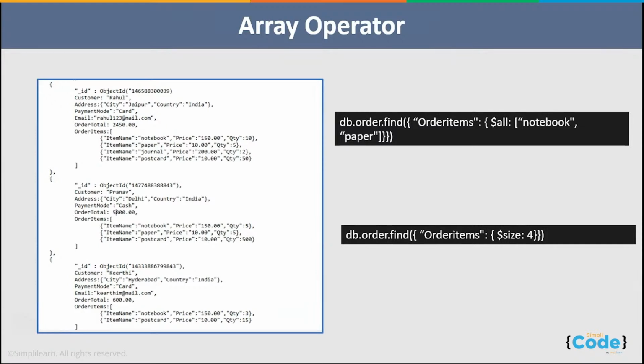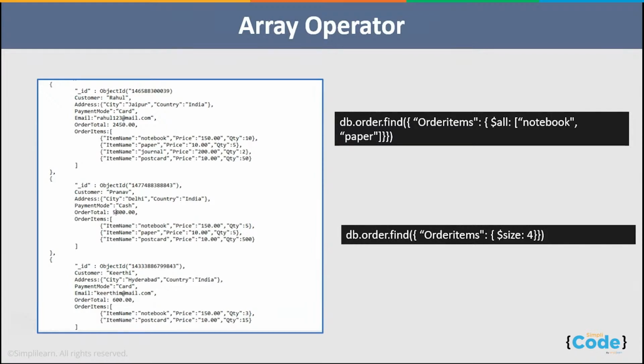Now if you look into all the three documents that are present here, we have only one such document where it has 4 elements. If you look at the first document of customer Rahul, in order items we have 4 different fields. That is, he has placed an order on notebook, paper, general, and postcard. In contrast, the other two documents have only notebook, paper, and postcard for Pranav, and only notebook and postcard for Kirti, which do not satisfy the size operator. So it retrieves only the first one, which has 4 elements or fields.